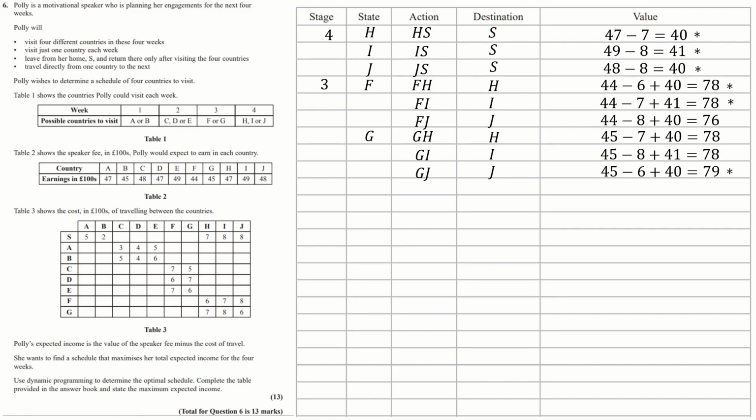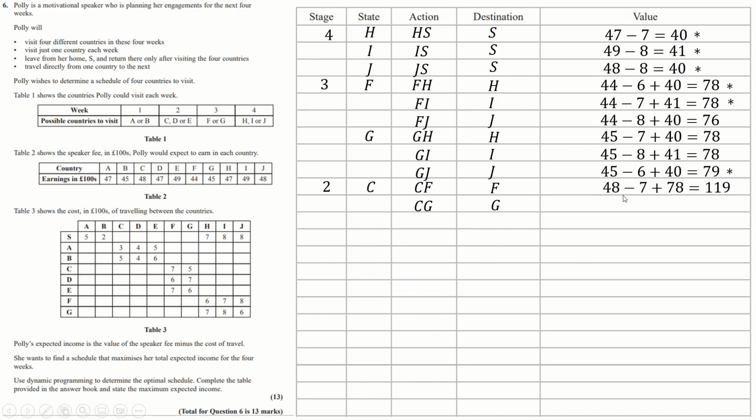Now, things get slightly more interesting when we get to the next state, which is state 2. She can speak at C, D, or E. So we'll start with C. From C, she can go to F or G. So those are our 2 states there. Speaking at C, you earn 48, but you want to go to F, which costs you 7. And then from F, the best thing you can do is earn 78 from there. So that gives you this total.